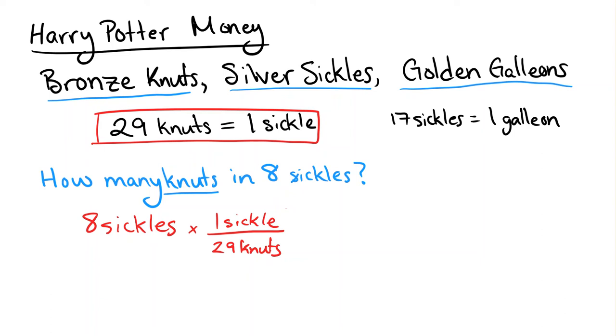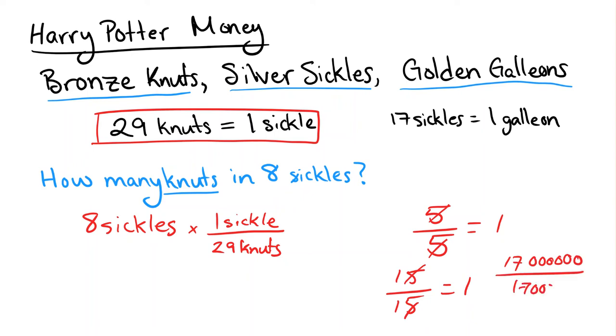So when we're converting these kinds of weird units, what you want to think about is canceling out the unit that you don't want anymore. It's a lot like, what's 5 divided by 5? Well, they cancel out and you get 1. What's 15 divided by 15? Well, they cancel out, you get 1. What's 17 million divided by 17 million? Well, they cancel out and you just get 1.